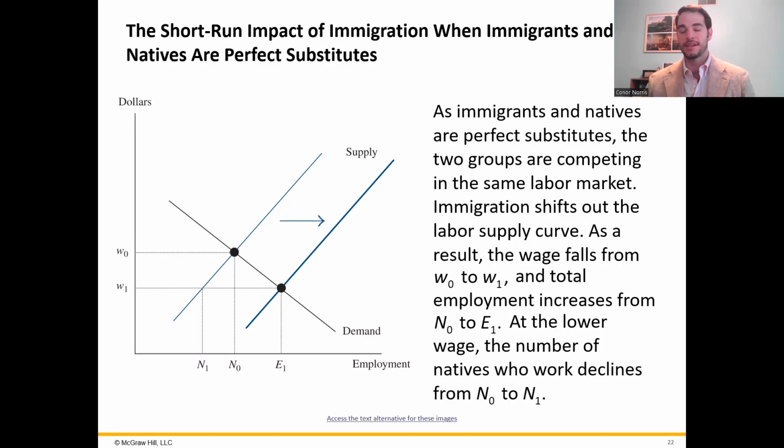Now, in this case, we're assuming a lot. We're assuming that immigrants and native-born workers are perfect substitutes, so firms don't care whether they're employing a native or an immigrant. So a firm is ambivalent between a native worker and a foreign worker. What that's saying is that these two workers have no differences in their skills, abilities, the languages that they speak, their cultural habits, their productivity on the job, all these different things. But in reality, this isn't the case.